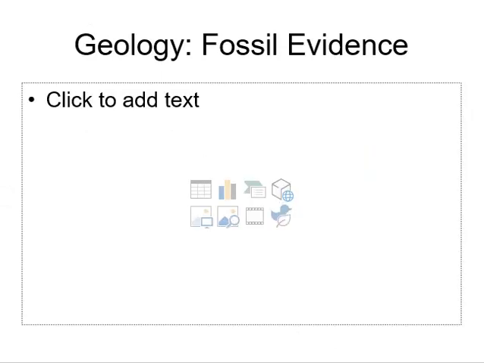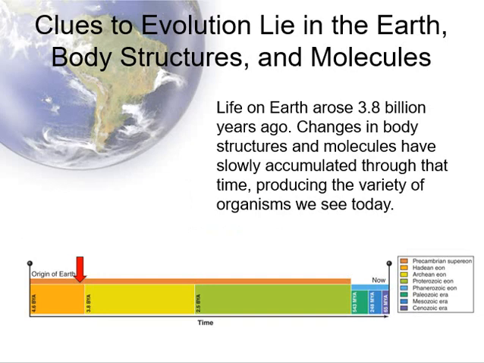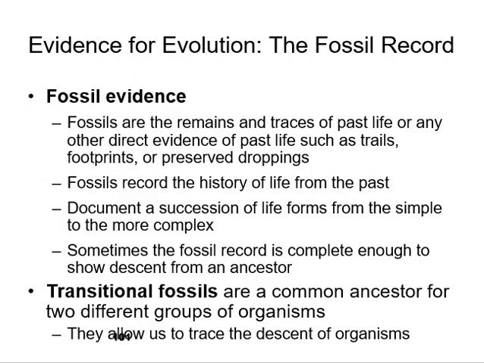Fossil evidence. Let's look at fossil evidence. We have what is called a timeline of Earth. First fossils started showing up about 3.6 to 3.8 billion years ago, and these were all single-celled organisms. But fossils are just remains of past species. A transitional fossil is a common ancestor for two different groups of organisms. They allow us to trace the descent of organisms.